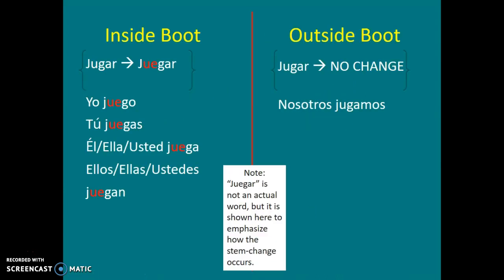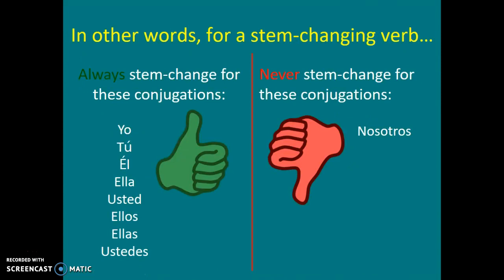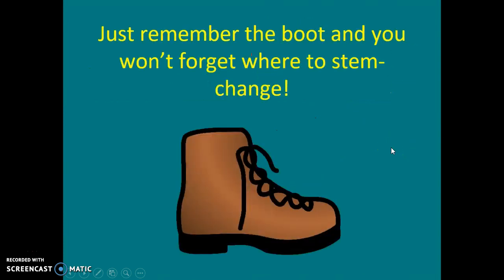So again, just another way to look at it if you want to see it in a list. These are the conjugations inside the boot, and they're going to change. The stem is going to change. Outside the boot, nosotros, didn't make the cut. It's not changing. It's staying as it is. Again, I know I'm repeating myself a lot, but I really just want y'all to get it. So in other words, for a stem changing verb, always stem change for these conjugations. And never stem change for these conjugations, which is just one. Just remember the boot, and you won't forget where to stem change.